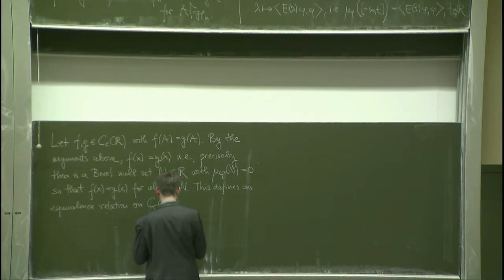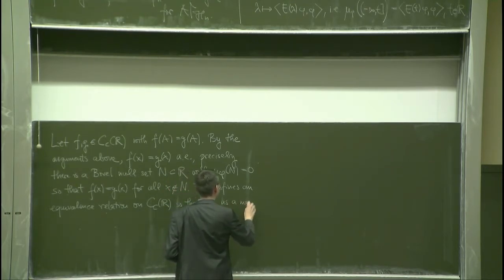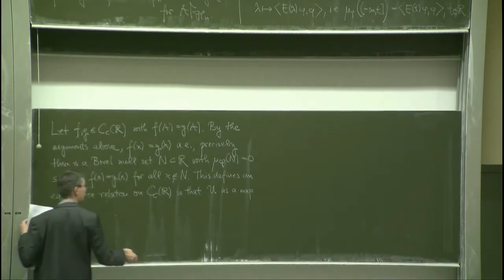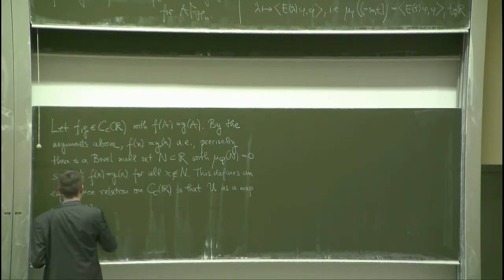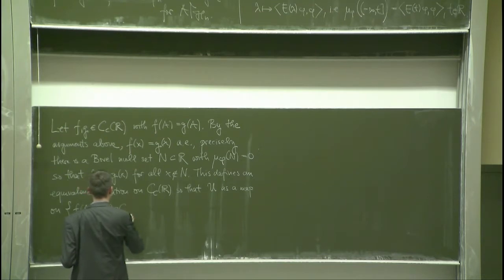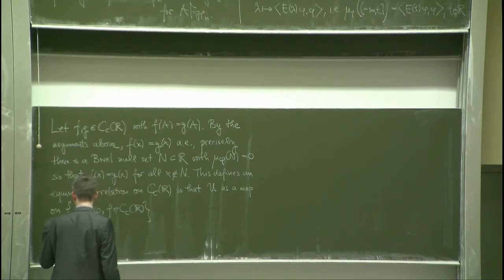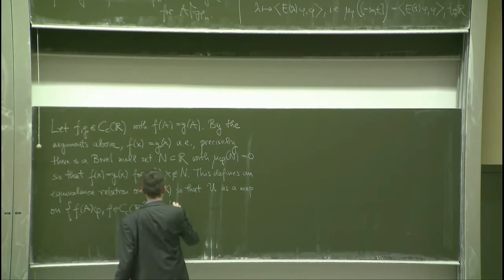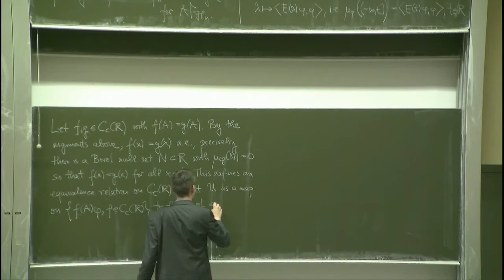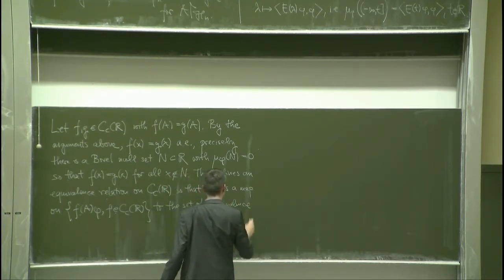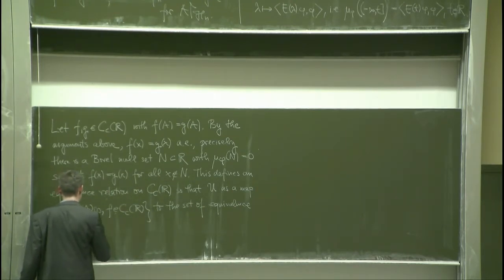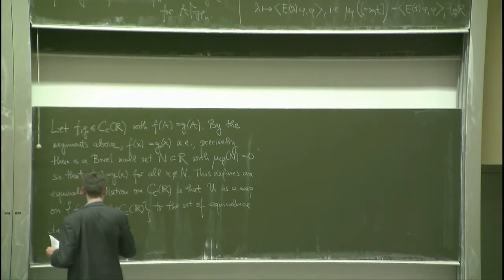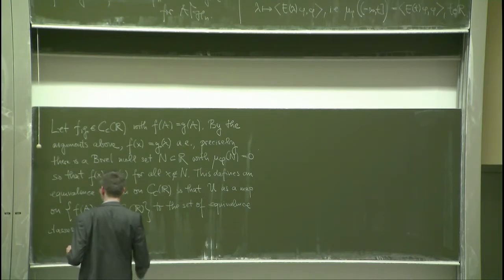So that U as a map now on the set of all f of A phi for f in CC of R to the set of equivalence classes is well defined. And also isometric.